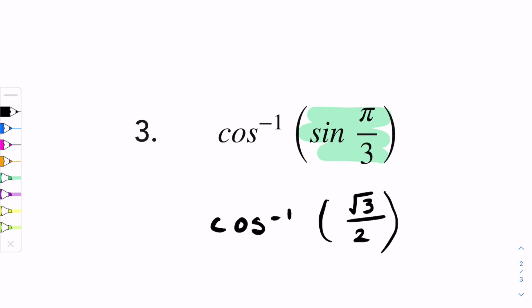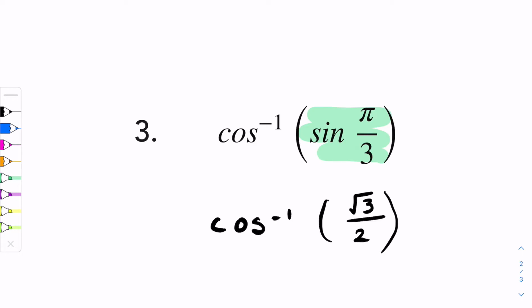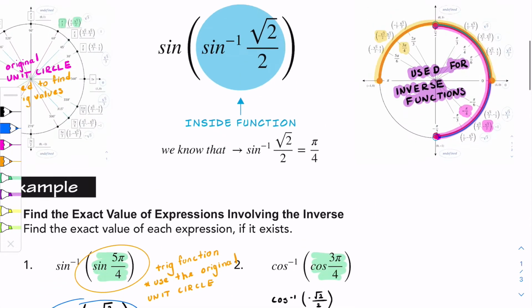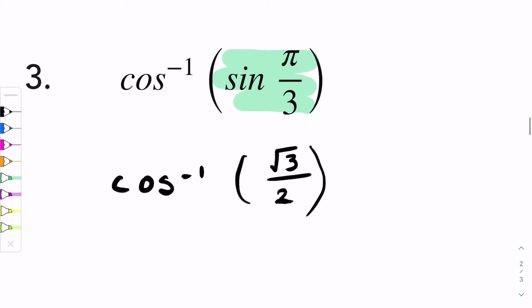Now I'm going to use my inverse unit circle to evaluate the inverse cosine of square root of 3 over 2. Remember, cosine inverses only occur in the orange highlighted area. We're looking for square root of 3 over 2, which happens right here, corresponding to pi over 6. So my final answer is pi over 6.